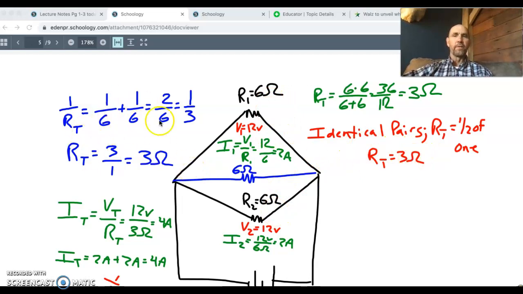So this one works for everything. It's a catch-all equation for total resistance. The product over the sum is a little more restrictive, and it only works in pairs, but they don't have to be identical. And this last one, they do have to be pairs, and they have to be identical.